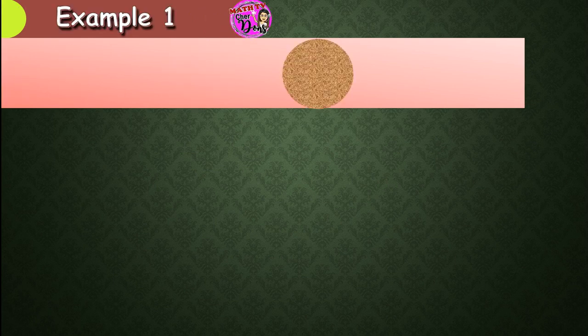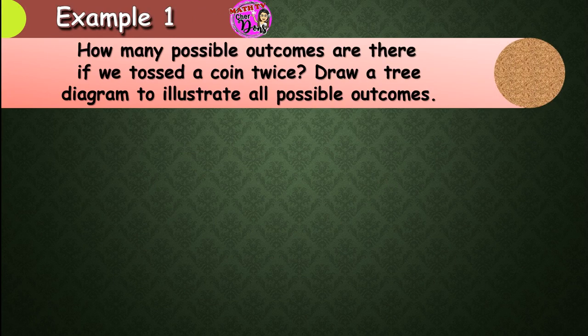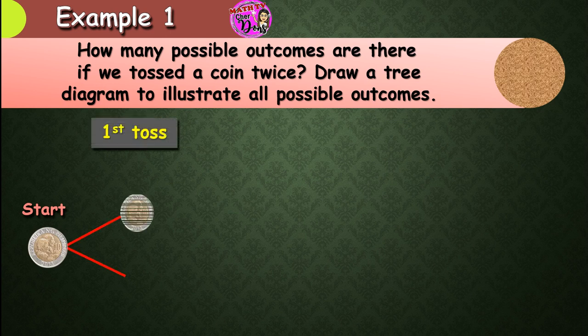Example number 1. How many possible outcomes are there if we toss a coin twice? Draw a tree diagram to illustrate all possible outcomes. To start with, I have here a 10 peso coin. Take note that we have to toss this 10 peso coin twice. For our first toss, we have two possible outcomes. It's either head or tail.